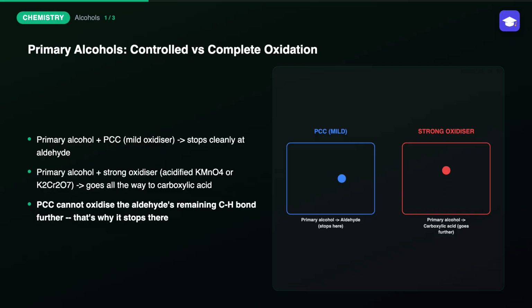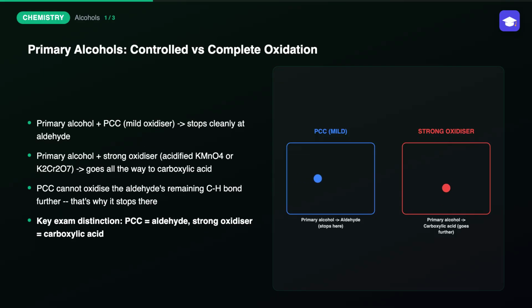This reagent choice is exactly the single most tested distinction in this entire topic. PCC equals aldehyde, strong oxidizer equals carboxylic acid, and it directly reflects PCC's specific chemical inability to oxidize an aldehyde's own remaining CH bond any further.